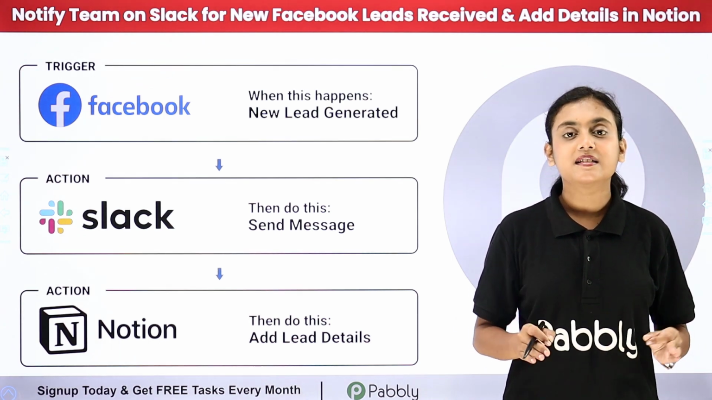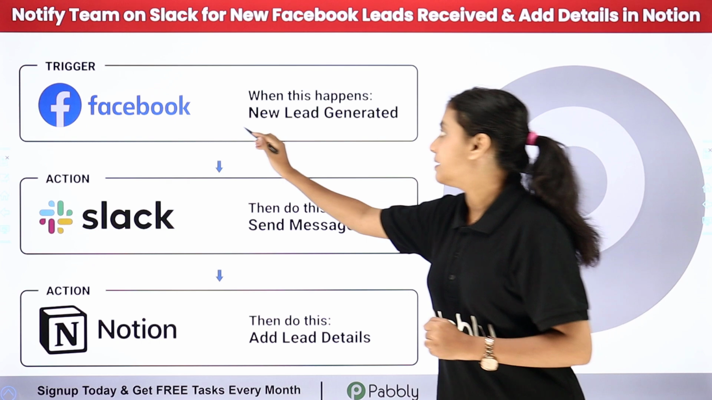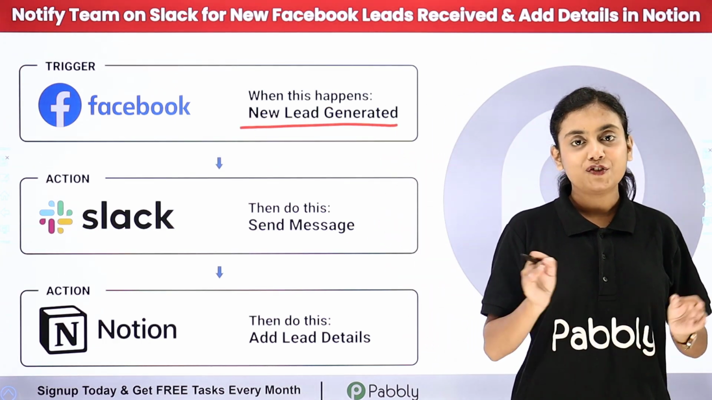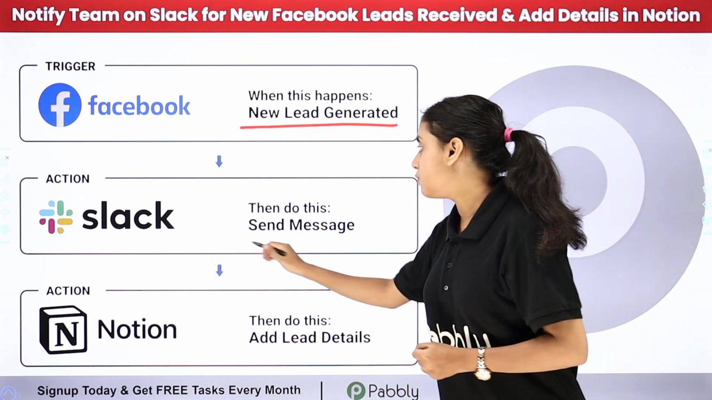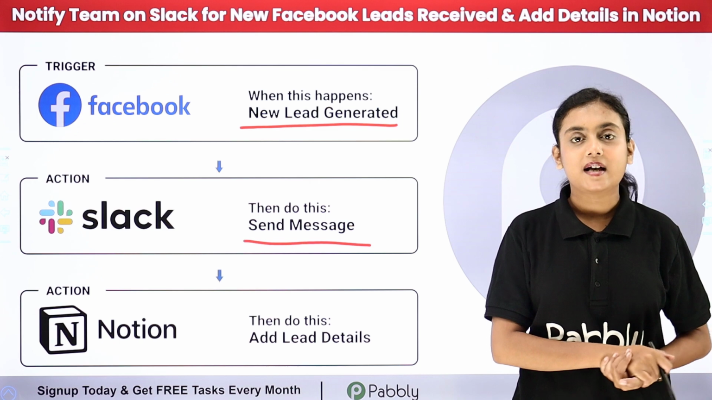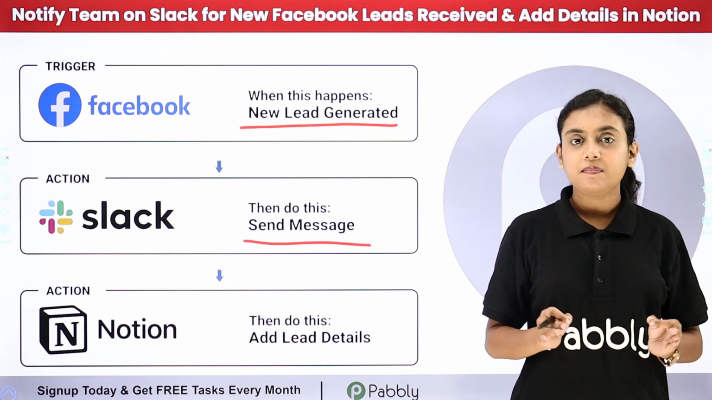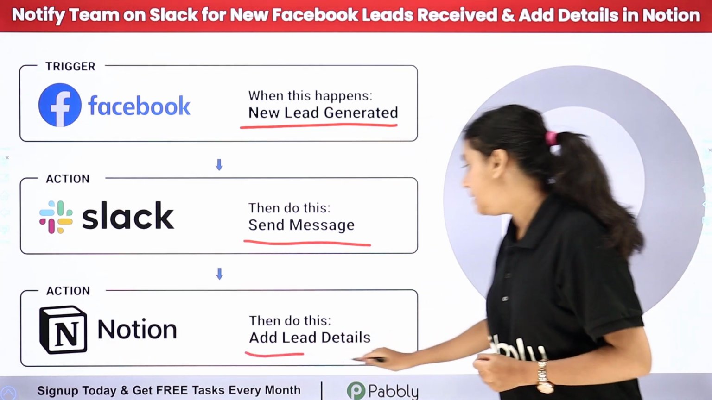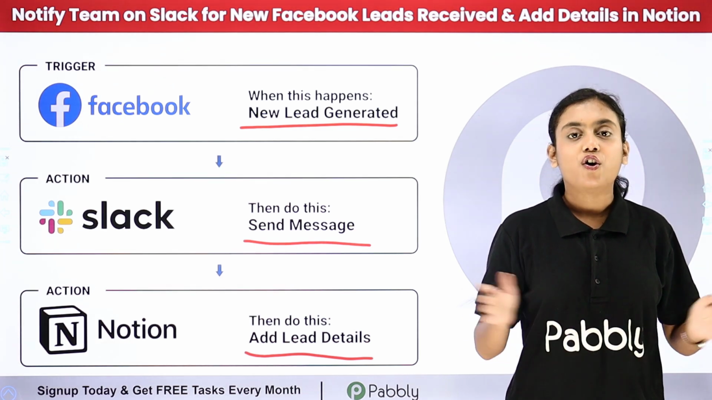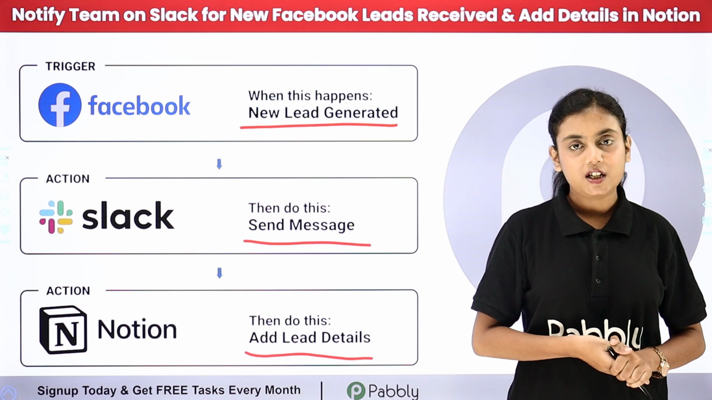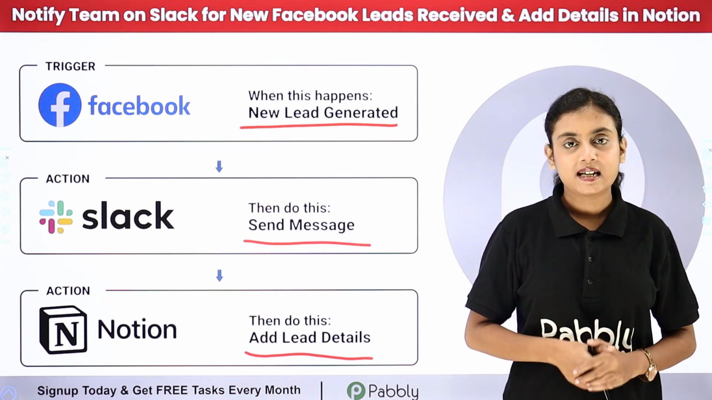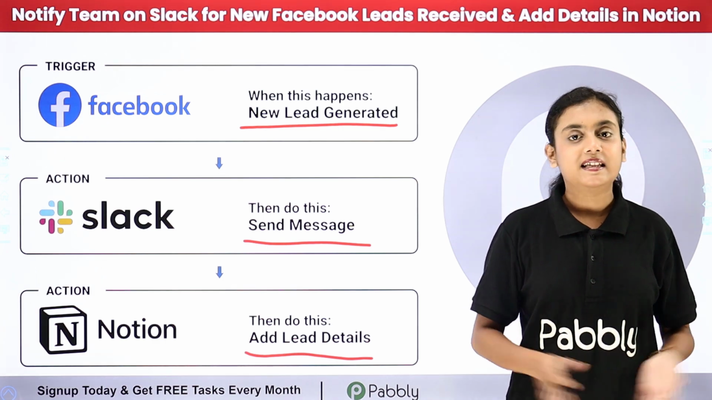So here in this automation, what is going to happen? That as soon as a new lead is generated using Facebook lead ads, firstly, a Slack message is going to be forwarded on the channel with the lead details to my team as a notification. And side by side, a record of the new lead details is going to be created in my Notion database as an item. For that, we are going to create an automation between all of these applications with the help of Pabbly Connect. So if you want to learn how to do this, then let me take you all to my screen.